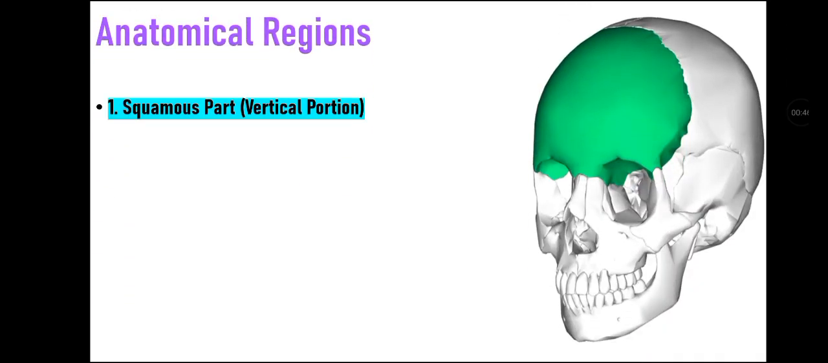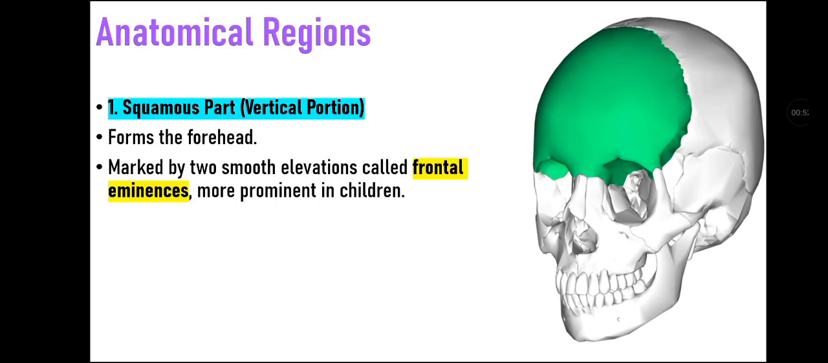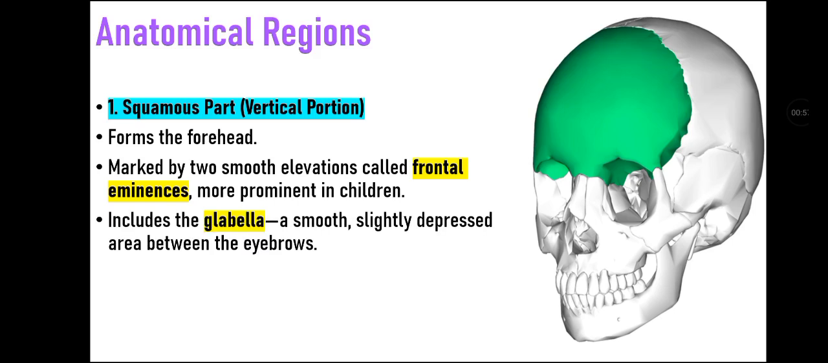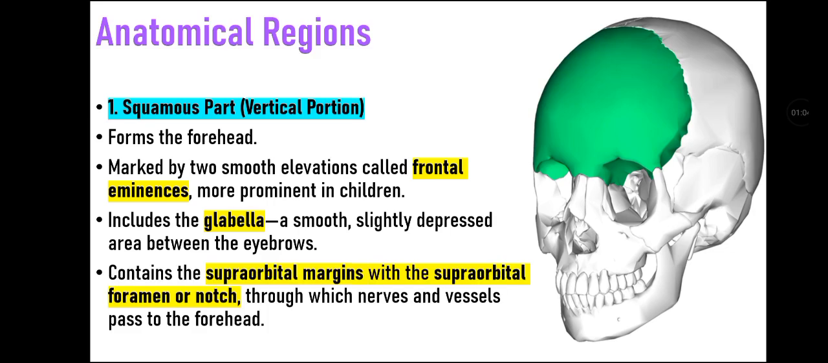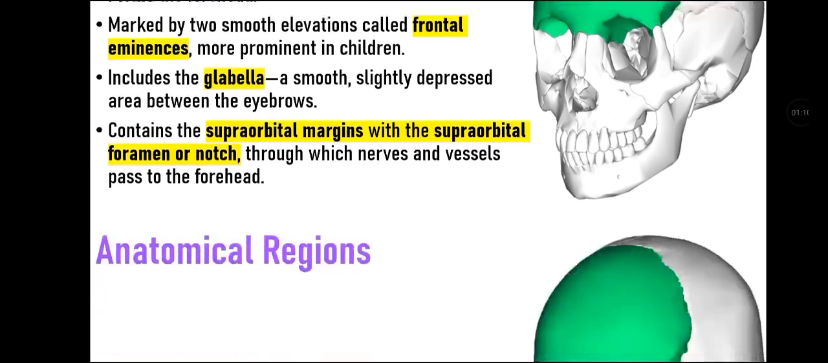First we have the squamous part of the frontal bone or vertical portion of the frontal bone. It forms the forehead. It is marked by two smooth elevations called frontal eminences that are more prominent in children. They include the glabella, that is a smooth, slightly depressed area between the eyebrows. It contains a supraorbital margin with supraorbital foramen or notch through which nerves and vessels pass to the forehead.